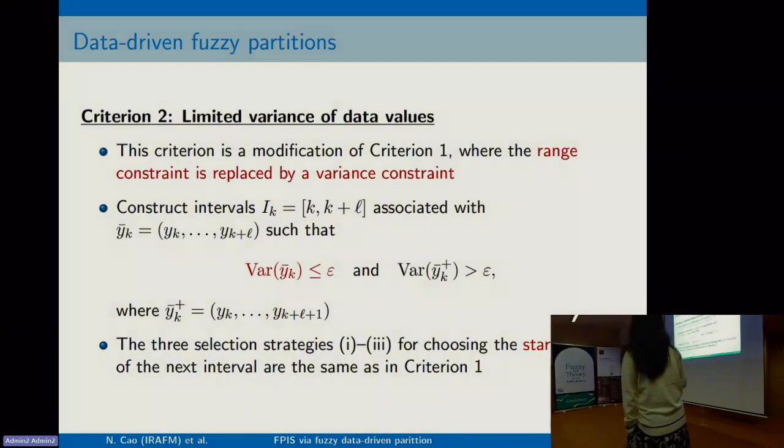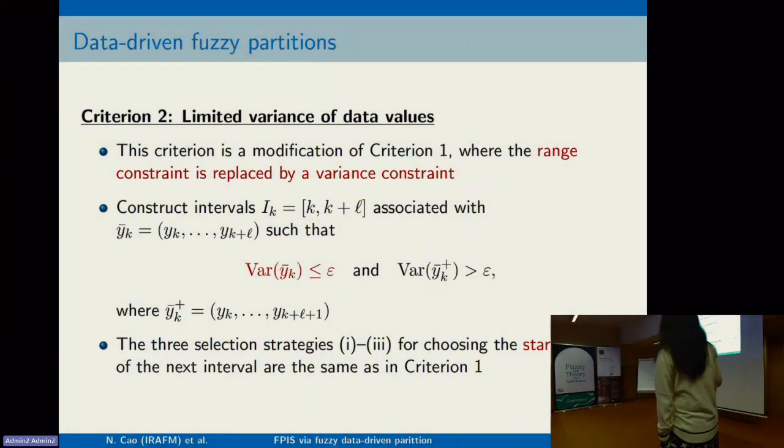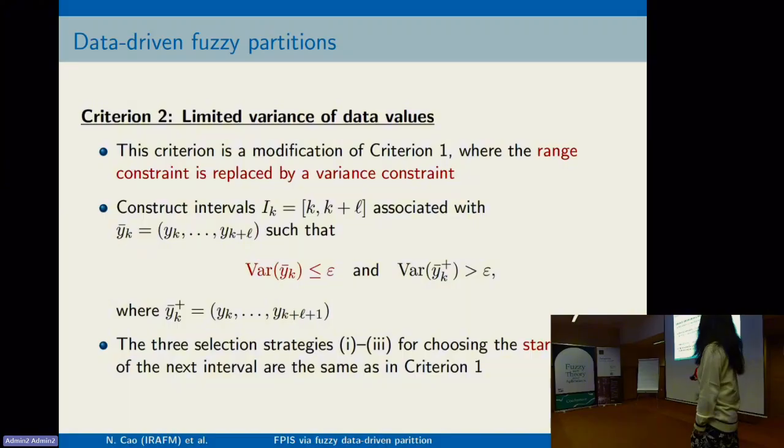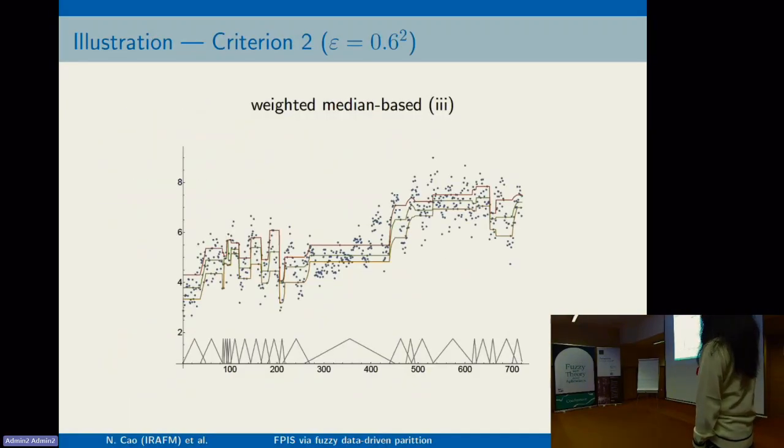Okay, the second criterion. Instead of taking the range, the limit range of the data values, we will focus on limiting the variance of the data values. So instead of taking the max value minus the min value, we will compute the standard variance and just limit it, not over some threshold variance. It's just a modification of the first criterion. And this is how it works.